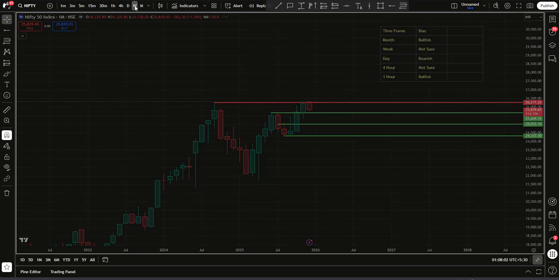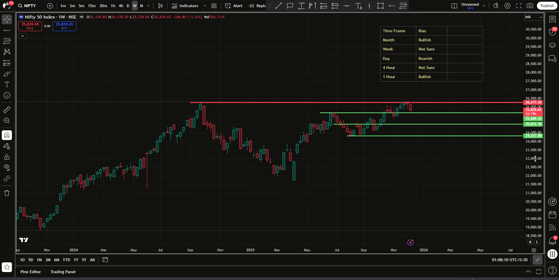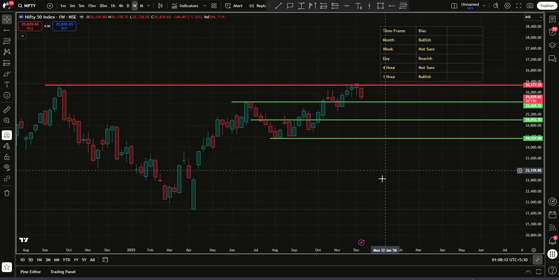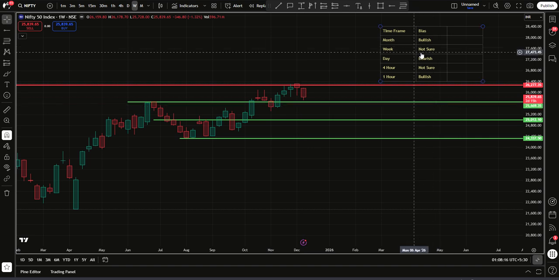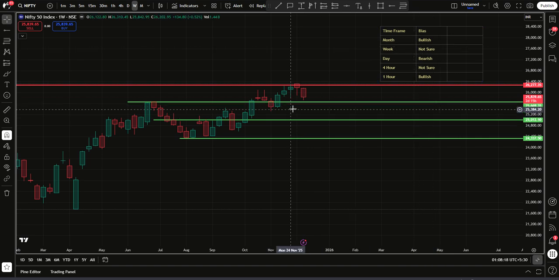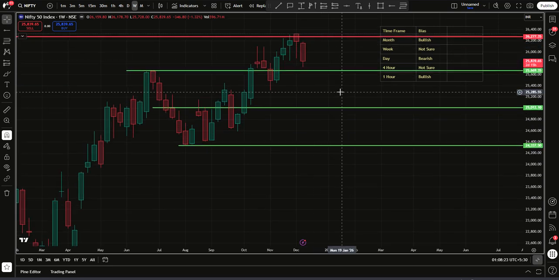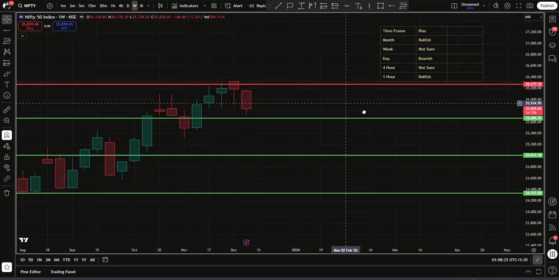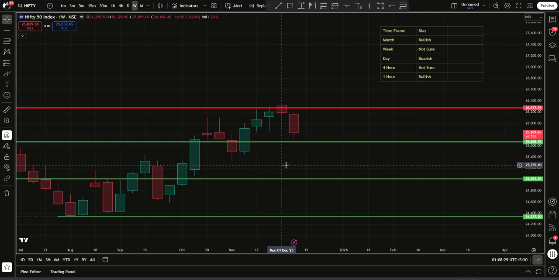On a weekly time frame, Nifty has broken the bullish bias. This was bullish yesterday because this particular candle had created a low. I'll just zoom in for better visibility. This particular candle had created a low here.